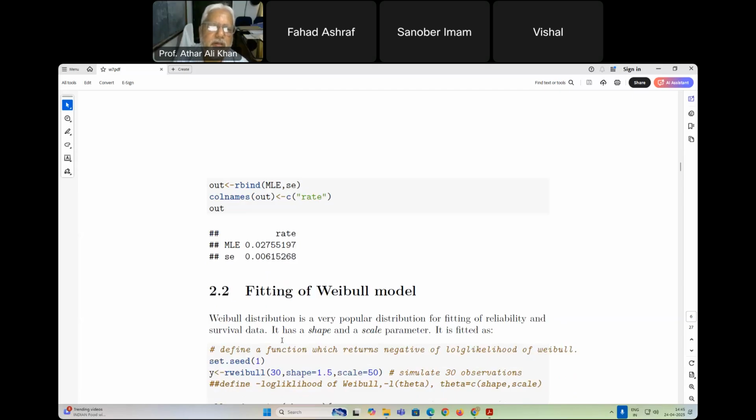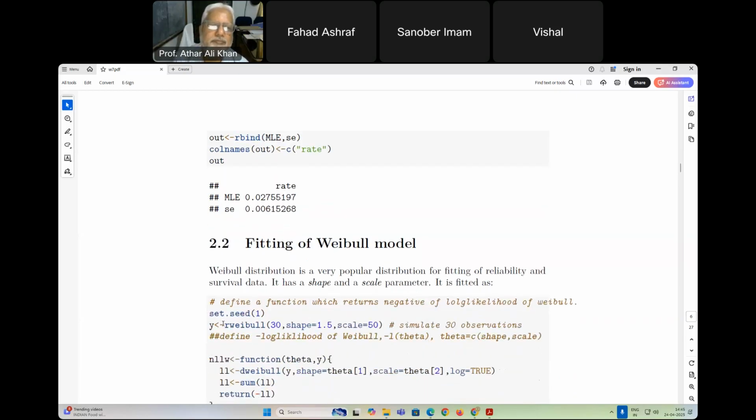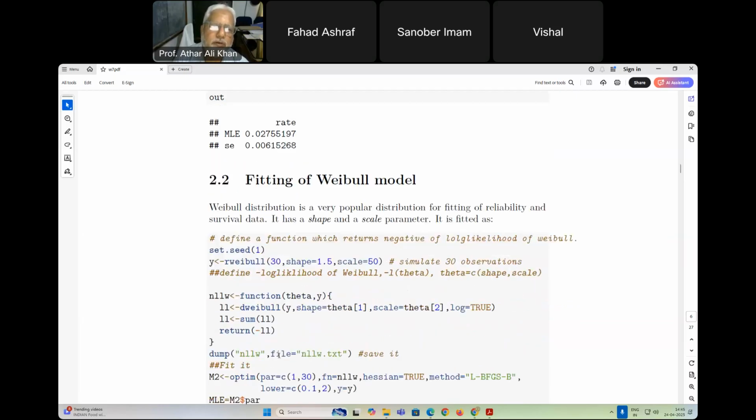Fitting a Weibull model. The Weibull distribution is a very popular distribution for fitting reliability and survival data. It has a shape and a scale parameter. It is fitted as y is equal to rweibull. We are simulating 30 observations from Weibull with shape equal to 1.5 and scale equal to 50, and then we are computing the negative of the log likelihood, LLW.